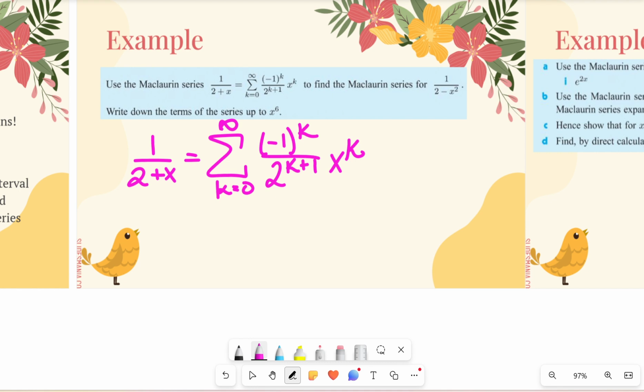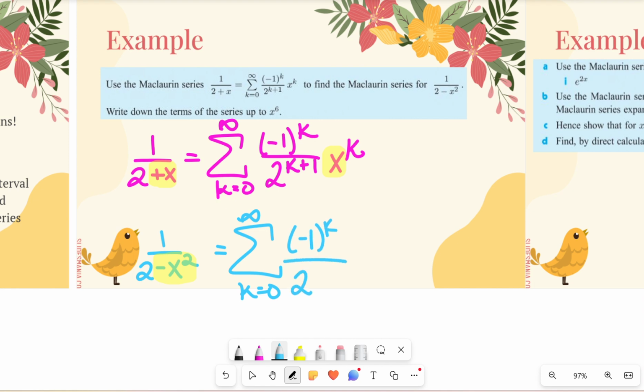Now we want to use that to find the Maclaurin series for 1 over 2 minus x squared. I want you to notice the only difference is this term right here. So what we're going to do is take every single x that we see in our summation and replace it with a negative x squared. So we have k equals 0 to infinity, negative 1 to the k power over 2 to the k plus 1 power, and then I'm replacing my x with negative x squared to the k power.